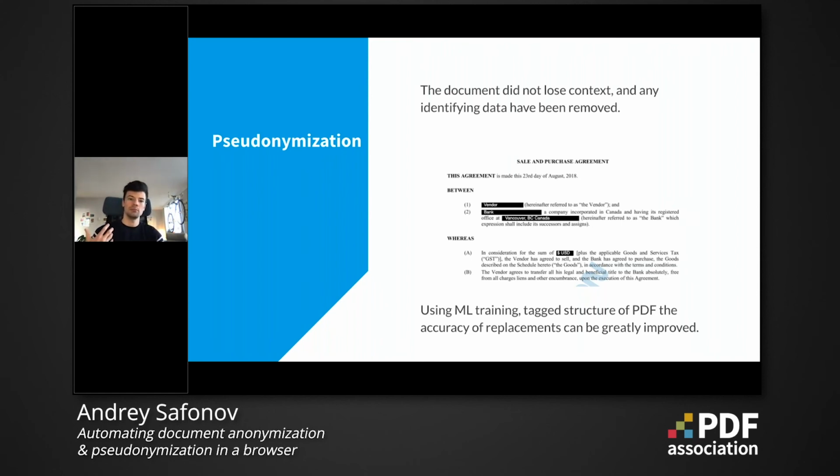So how can we improve this process and make it better? Well, using the tag structure of a PDF, we can know what type of content we're dealing with, and using ML training that receives a lot of the redacted data to be replaced with something else, we can actually train it up to ensure that it provides this meaningful context, but without providing any identifying information.